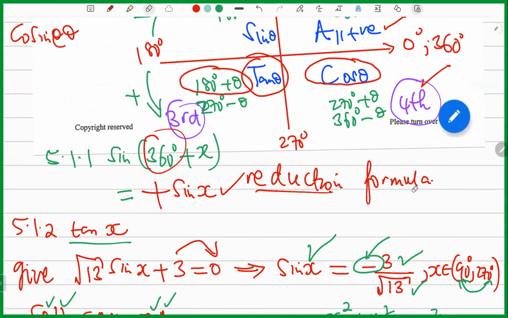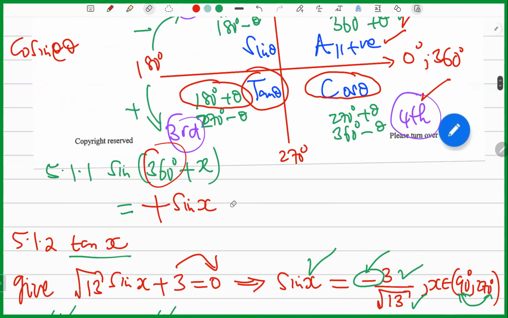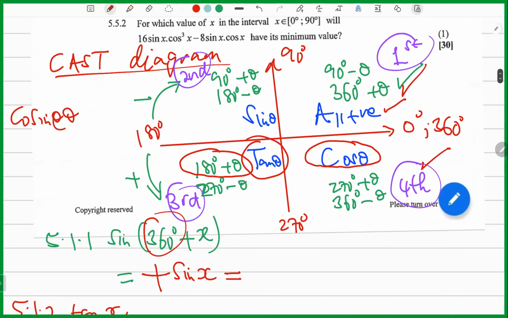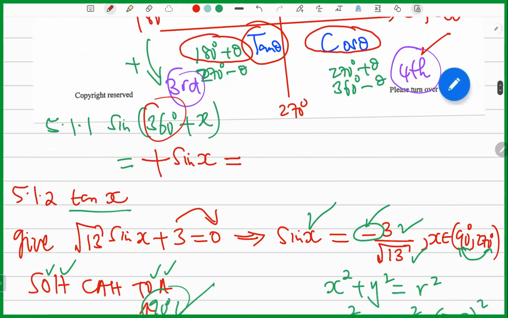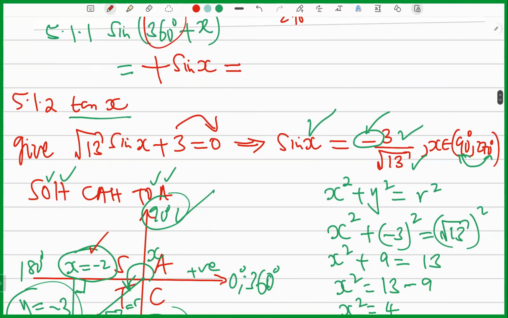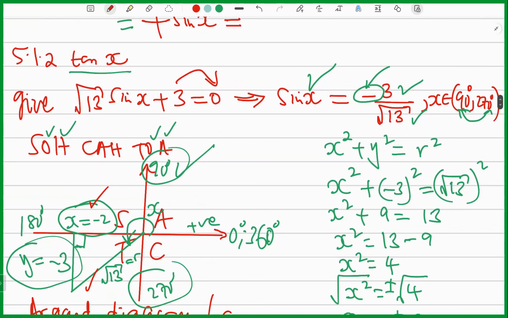Right. Now in 5.1.1, obviously we use the reduction formulae, but I want to state something more. Because at this point, you realize, therefore, that you have the sine of x. What is the sine of x according to this diagram?